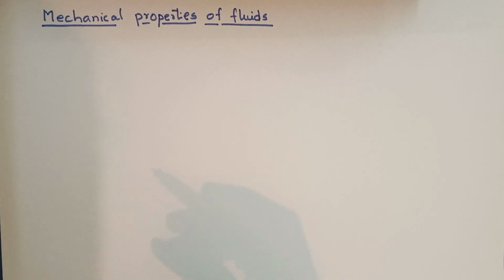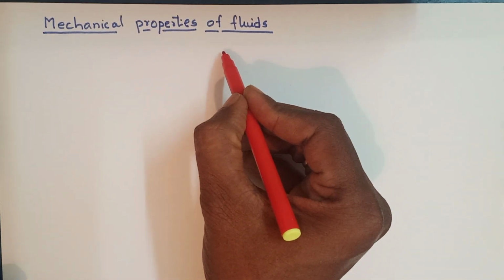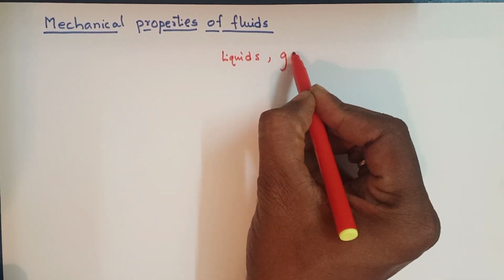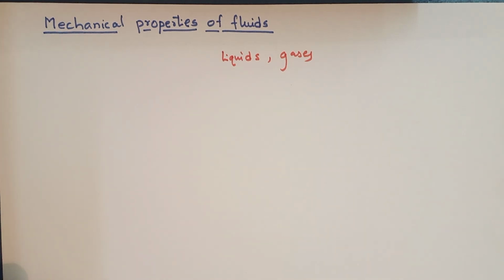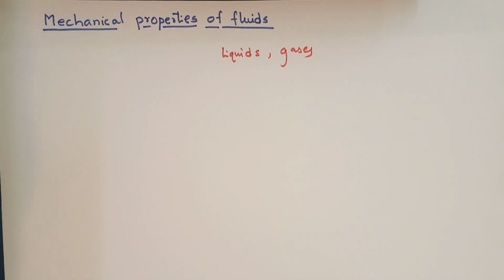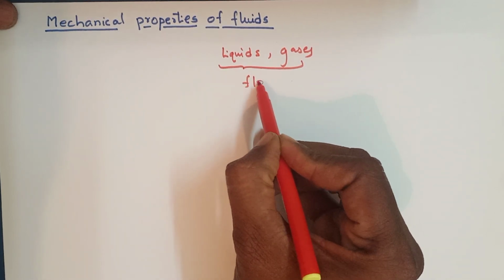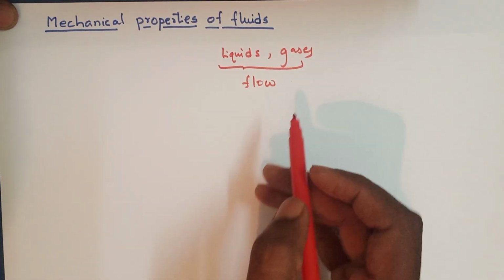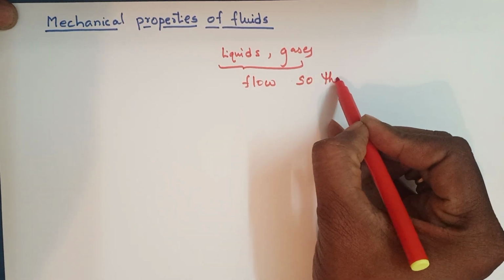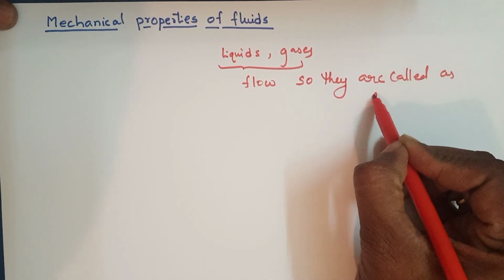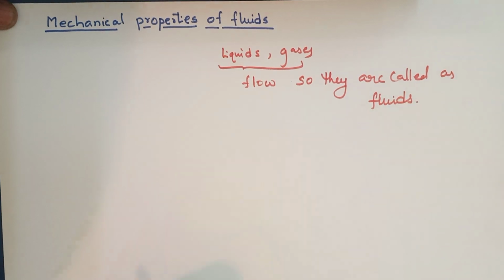Basically, we will see liquids and gases. There is a common property in both of them. A common property: they can flow. Liquid can flow and gas can flow. So they are called fluids.